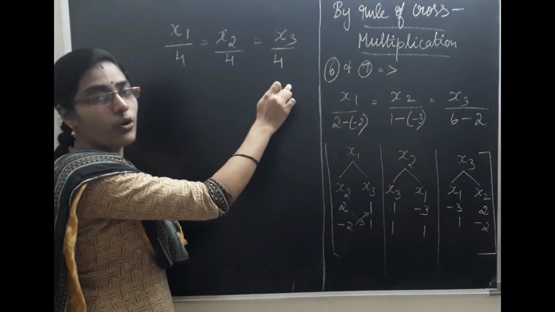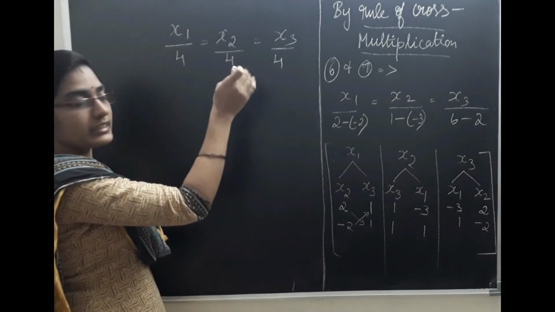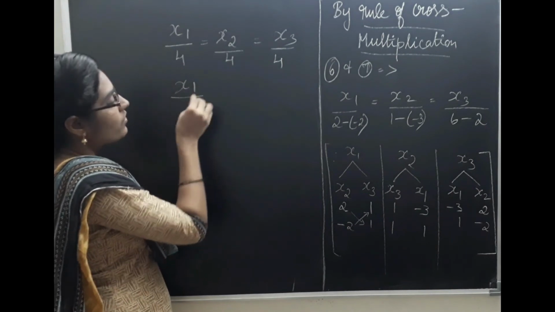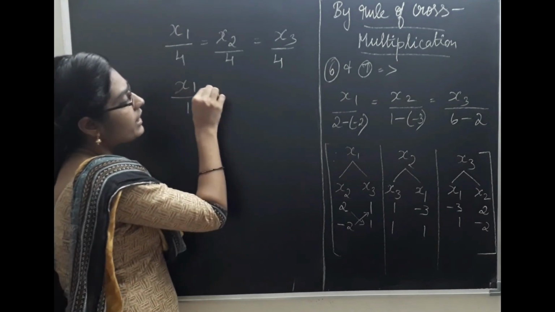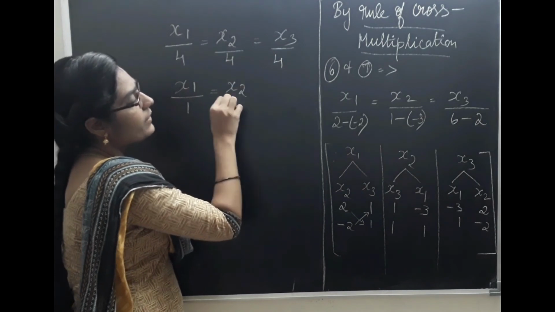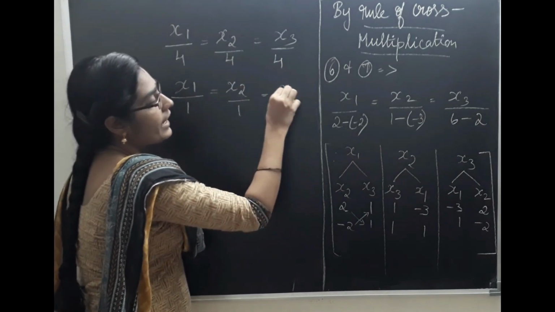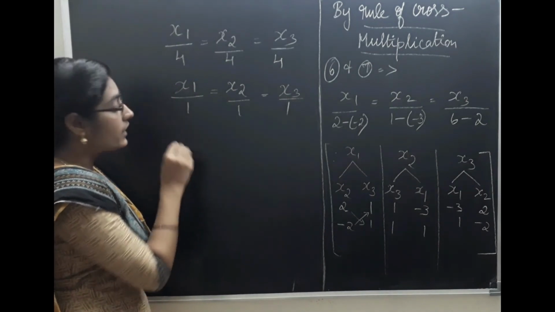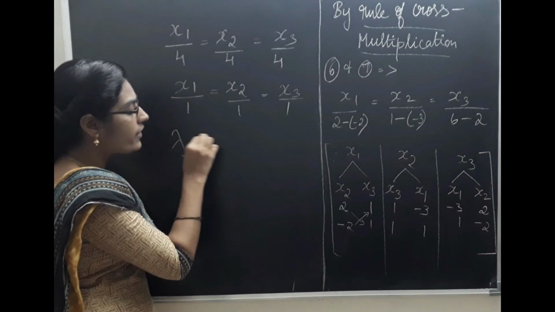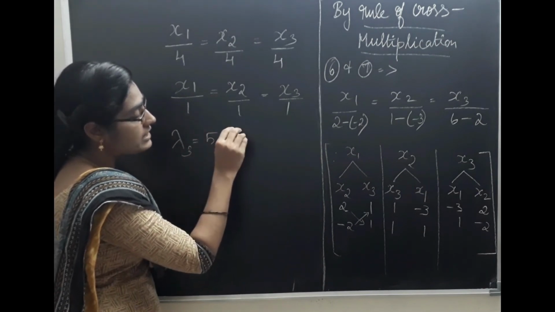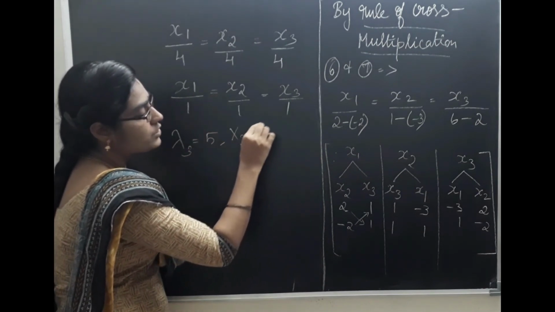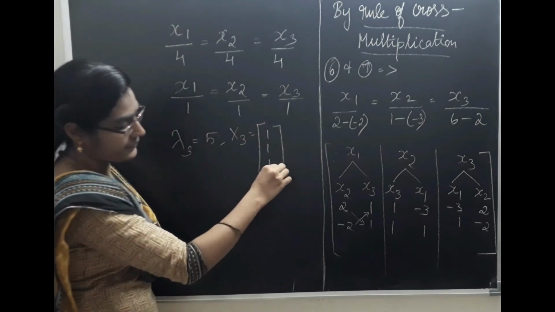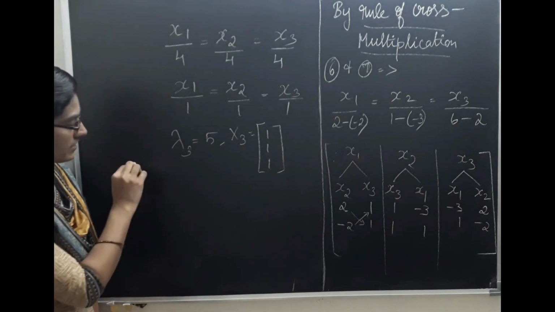Since we have 4 in all three terms, we can divide the entire thing by 4, so we will get x1 divided by 1 equal to x2 divided by 1 equal to x3 divided by 1. So for the third eigenvalue lambda 3 equal to 5, the corresponding eigenvector is x3 equal to 1, 1, 1. So we can write the result.